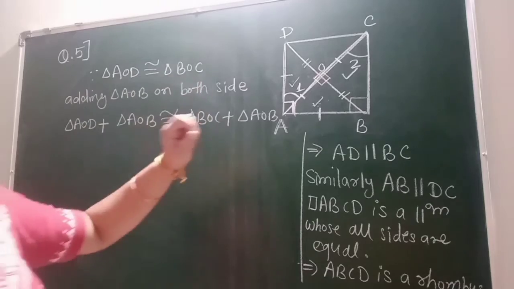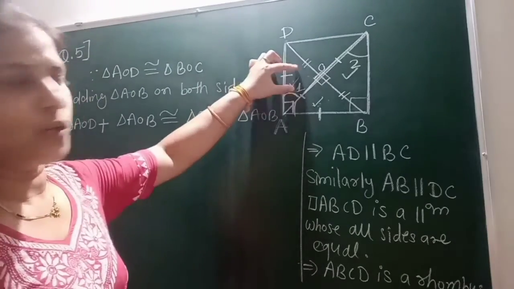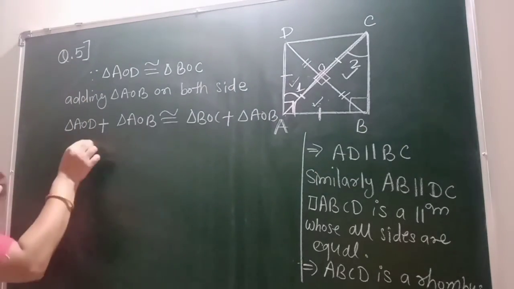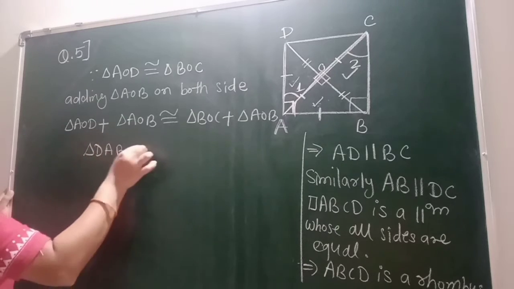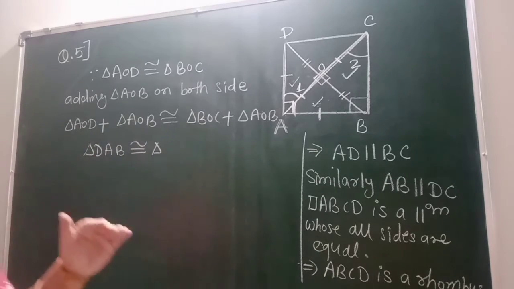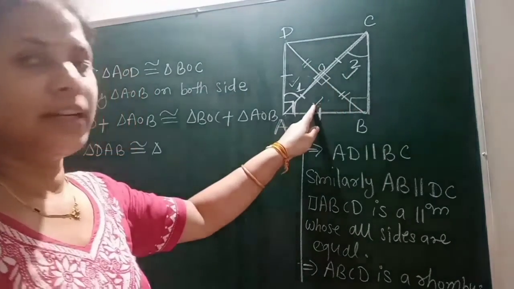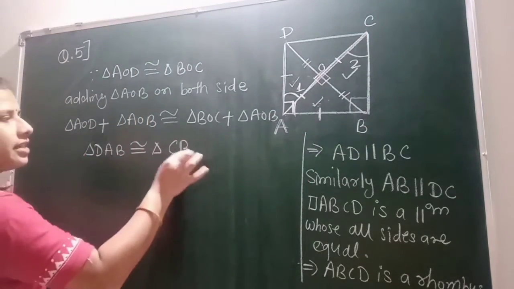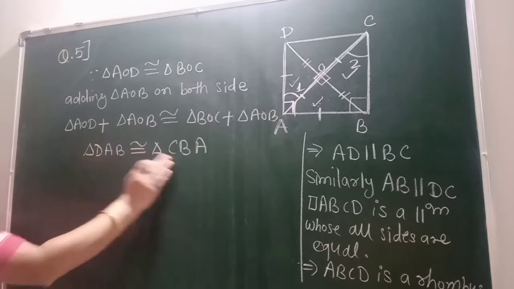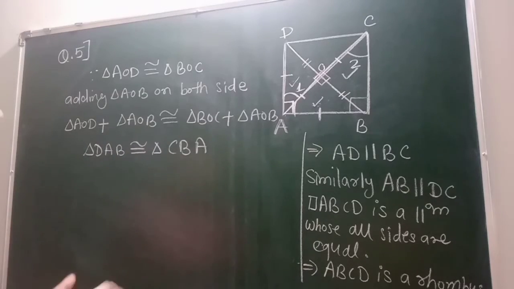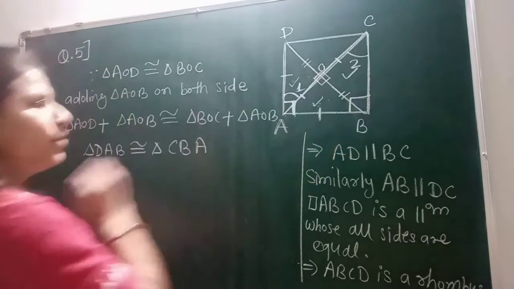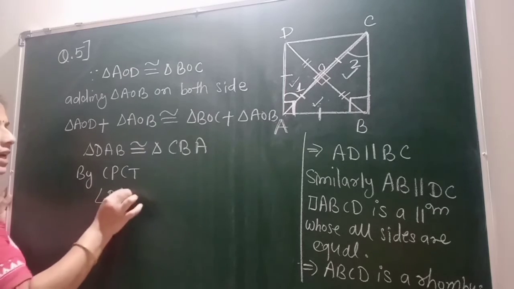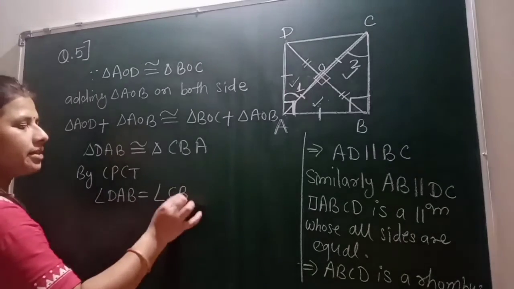Student, look at this diagram. When you add to this triangle AOD this triangle AOB, you will get this triangle DAB. It means triangle DAB will be congruent to the triangle on the right hand side. When we add these two triangles, we will get triangle CBA. And when two triangles are equal, their corresponding parts are equal. So this angle will equal this. So by CPCT, what we will get? Angle DAB equals angle CBA.